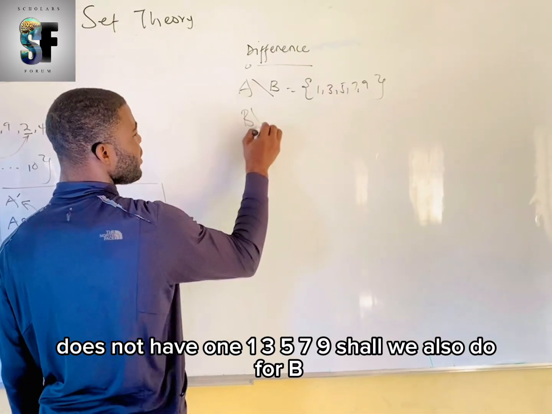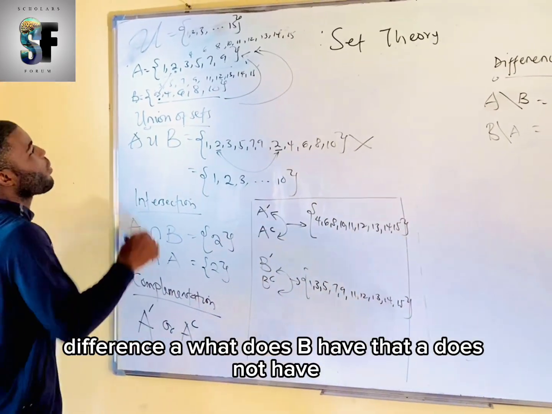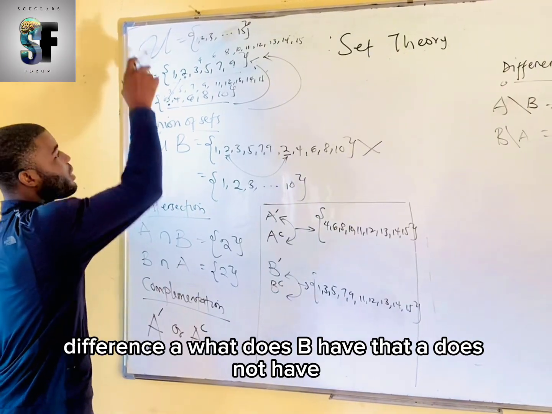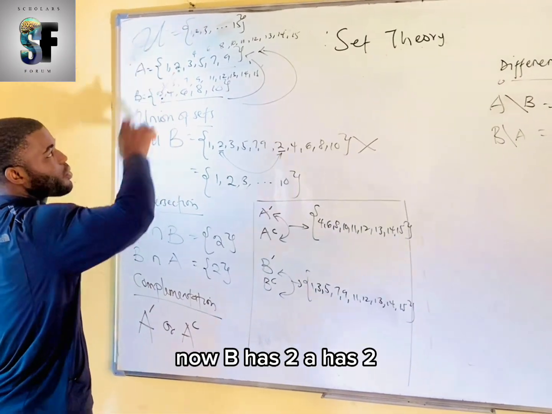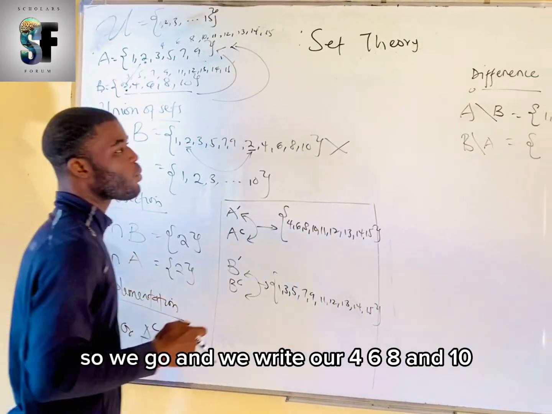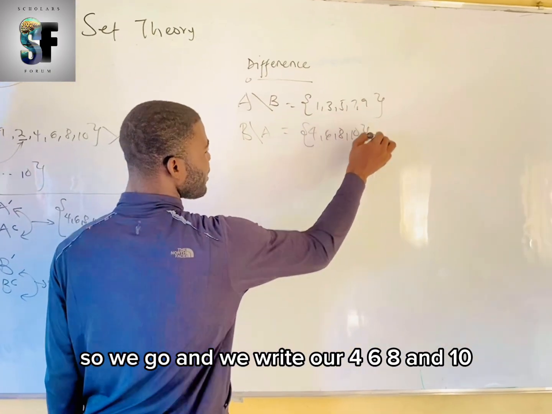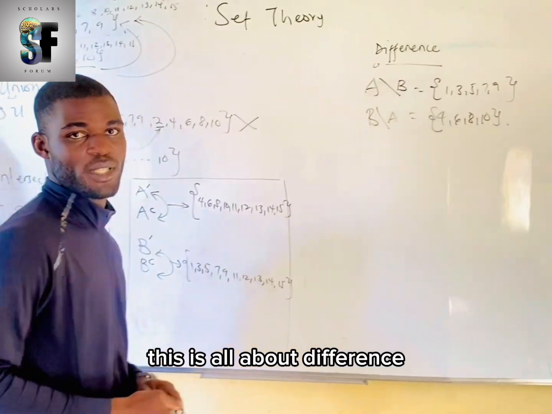Shall we also do B difference A? In B difference A, what does B have that A does not have? Now B has 2, A has 2. But B has 4, 6, 8, 10, and A does not have 4, 6, 8, 10. So we go and write our 4, 6, 8, and 10. This is all about difference.